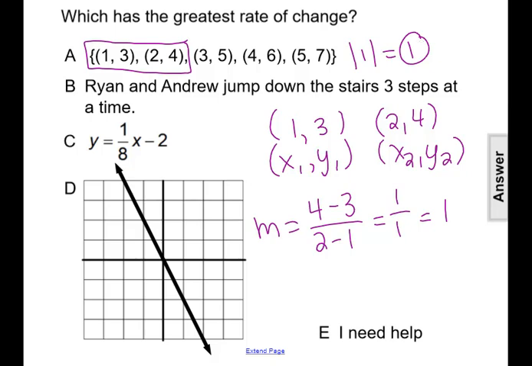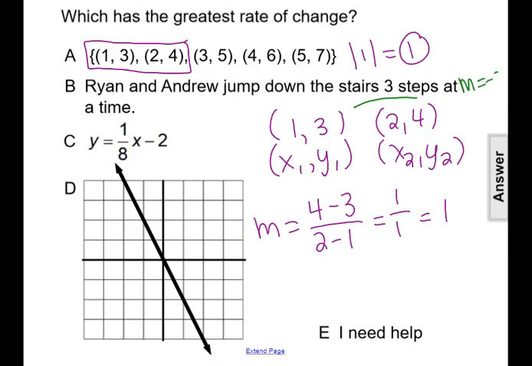Now for B, we're given the function as a scenario. We have Ryan and Andrew jump down the stairs 3 steps at a time. So they're decreasing the amount of stairs by 3. So we can think that that is the rate they're jumping at. That's the change in the steps. So that is going to be the slope. That's the rate of change, that -3.